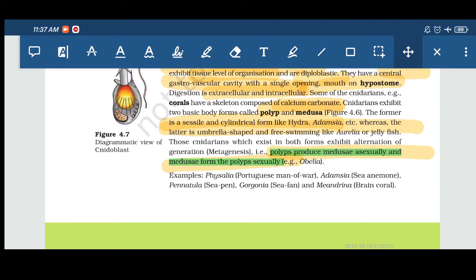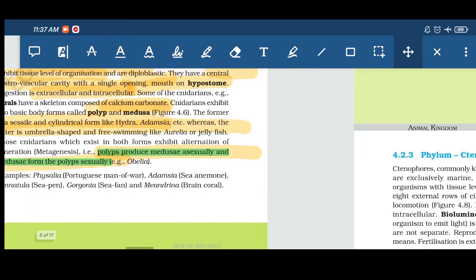Okay, the names which are written in brackets are common names. The common name of Physalia is Portuguese man of war. Adamsia is sea anemone. Okay, and then Pennatula is commonly called sea pen, and then Gorgonia is commonly called sea fan.